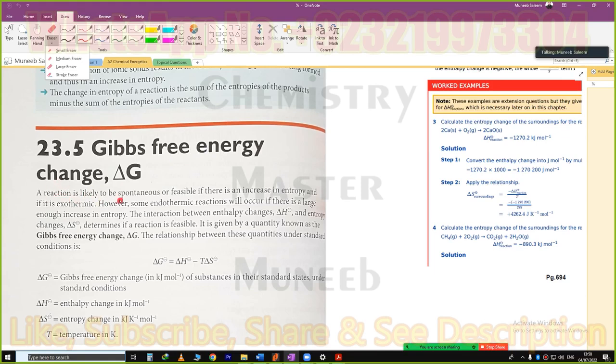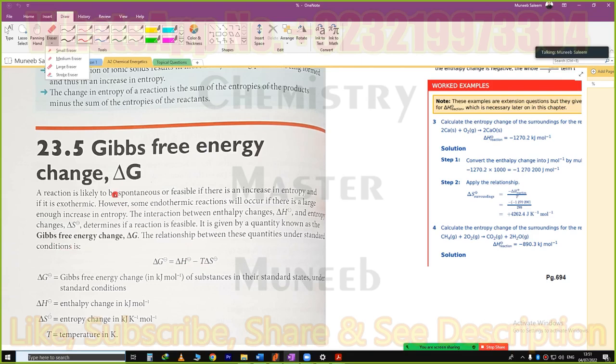A reaction is likely to be spontaneous or feasible if there is an increase in entropy and if it is exothermic. However, some endothermic reactions will occur if there is a large enough increase in entropy. The interaction between enthalpy changes and entropy changes determines if a reaction is feasible. It is given by a quantity known as the Gibbs free energy change. The relationship between these quantities under standard conditions is this.